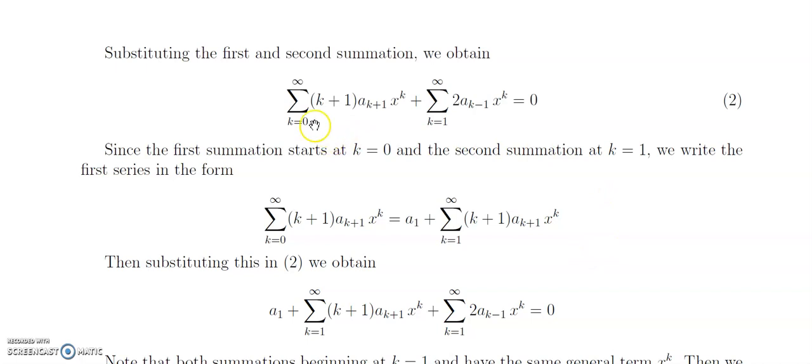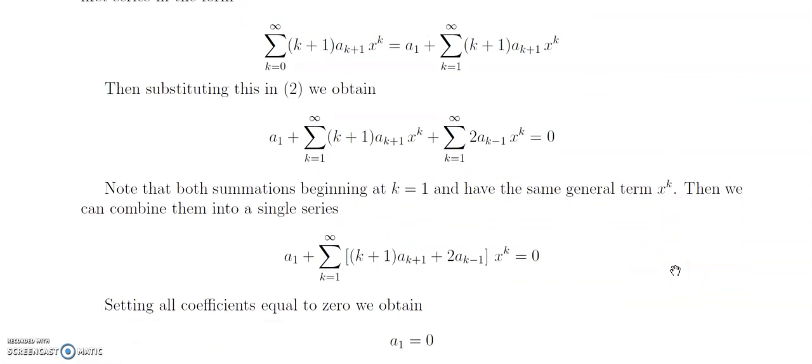So substituting this for this in the second equation, we obtain a1 plus the sum as k goes from 1 to infinity of k plus 1 times a k plus 1 times x to the power k, plus 2 times a k minus 1 times x to the k, where k goes from 1 to infinity, equals 0. We will have to combine these two summations and write just one summation. We can do this because both of these start at the same value of k equals 1, and both of these have the same general term, x to the power k.